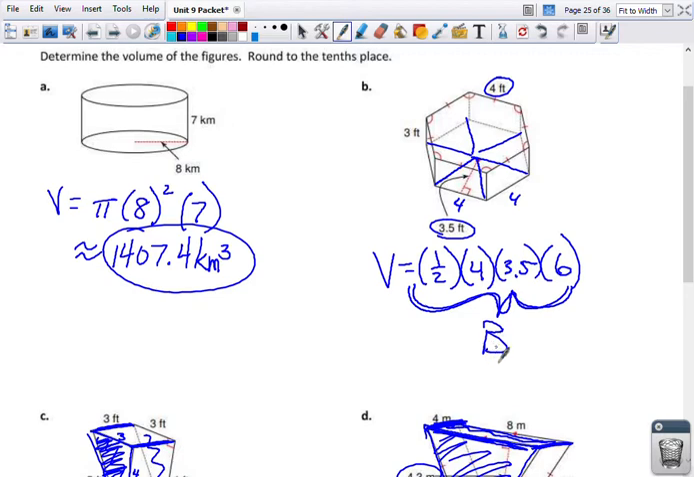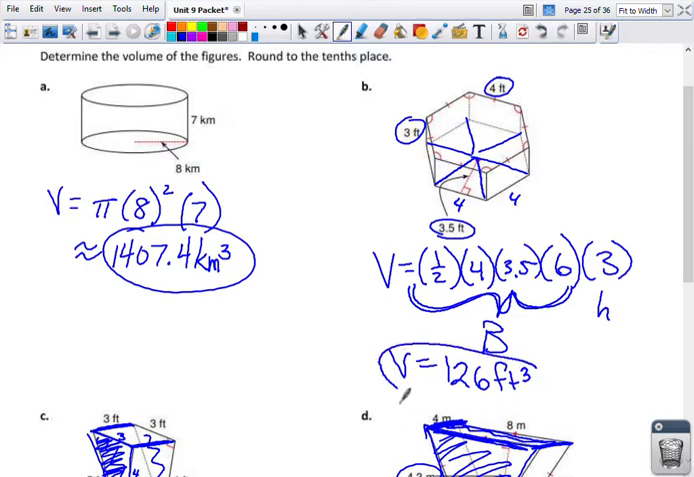We need to multiply it by the height, which is 3 feet. And I'm getting, I think exactly, 126 feet cubed.